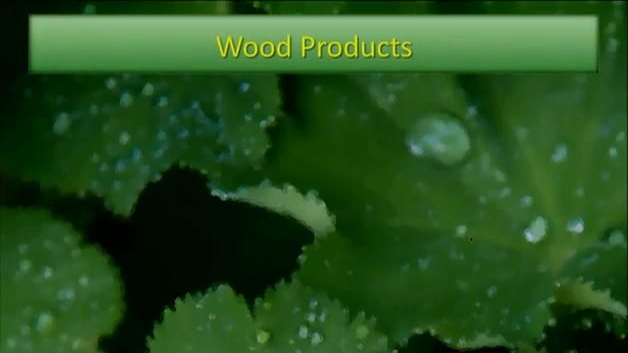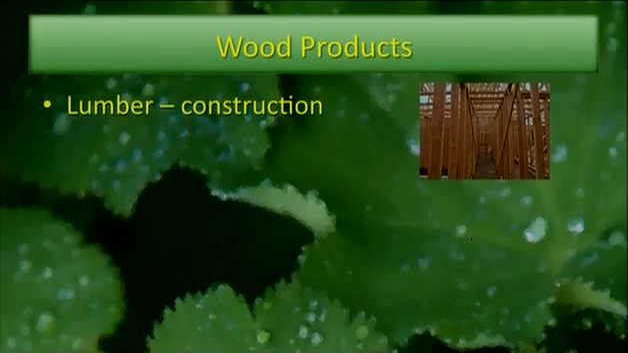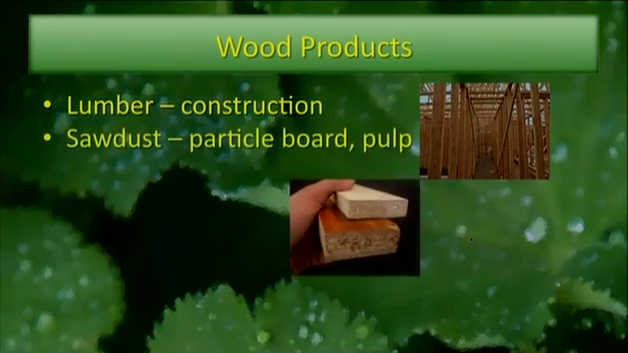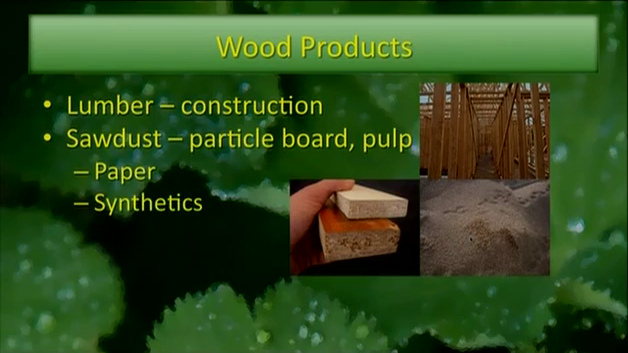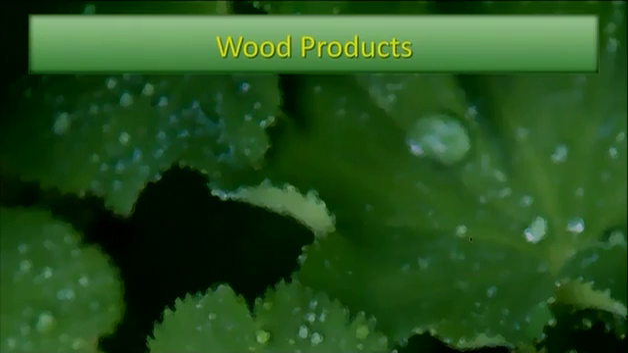Okay, now wood products include lumber for construction. So in the United States, about half of the wood is used as lumber, okay? And a waste product of the sawing of the lumber is sawdust, which is used to make particle board and also pulp. And pulp is the next most extensive use for wood, okay? And it's used to make paper, synthetics, linoleum, okay, and plastics, right?